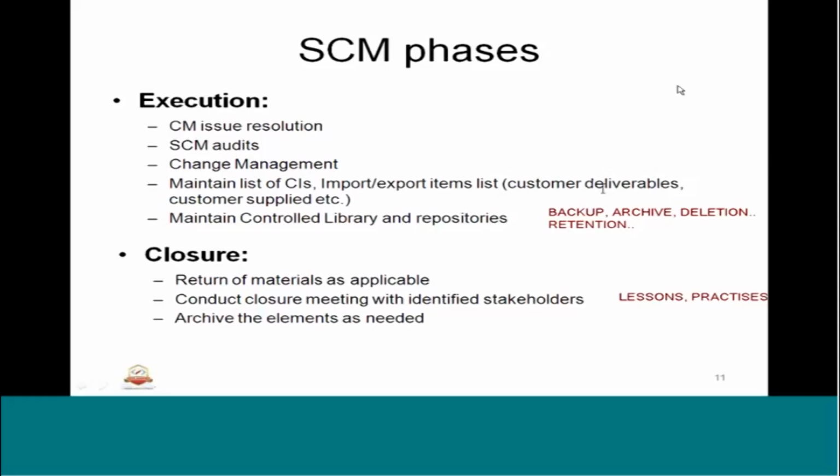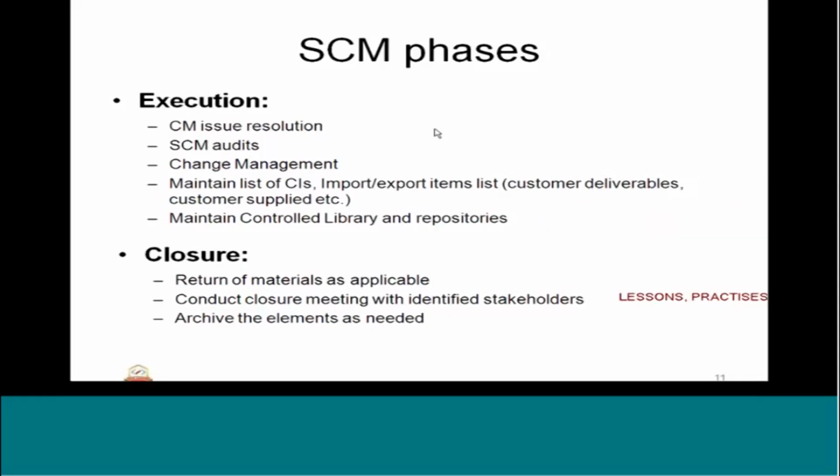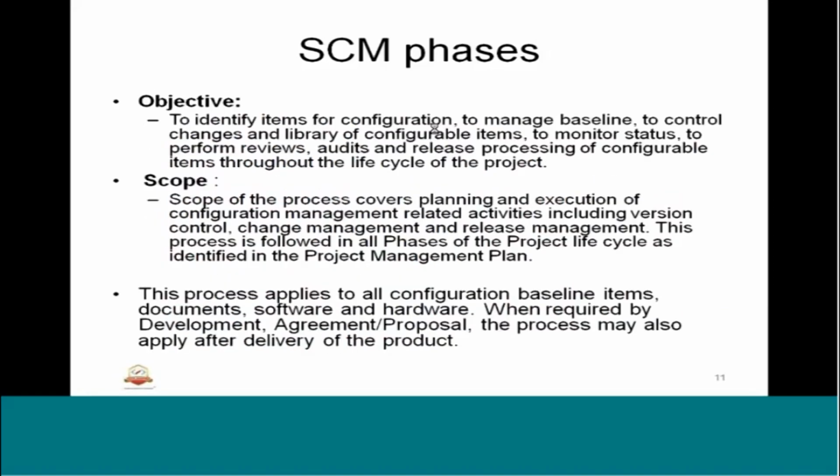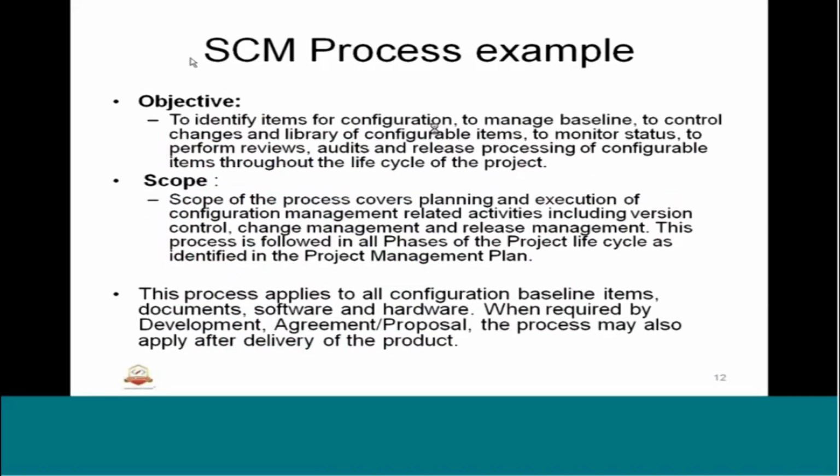Okay. The next one is the example. Let's try to understand the SCM process example, how it's going to be defined and all that. So a simple way of doing it is objective. We are going to define the objective of the SCM process: to identify items for configuration, to manage baselines, to control changes and the library of configurable items, to monitor the status, to perform reviews, audits and release processing of configurable items throughout the life cycle of the project.